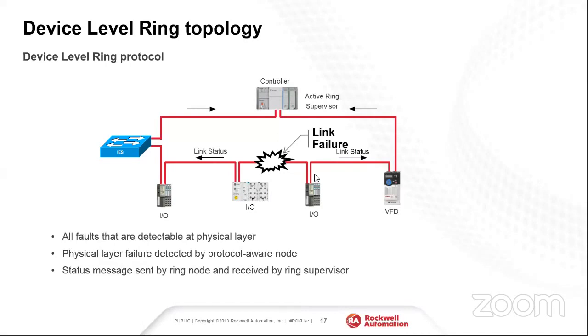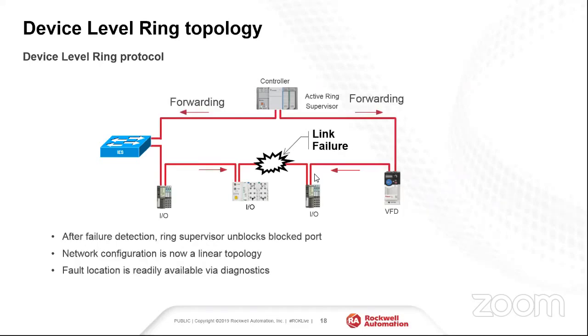All faults are detected at the physical layer. Physical layer failure is detected by protocol-aware nodes. A status message is sent by the ring node and received by the supervisor. So depending on where the fault is, the beacons are what the supervisor is sending out just to make sure that there is no fault and the ring is working normally. And if there is a fault, it'll be detected because of that beacon that was sent out.